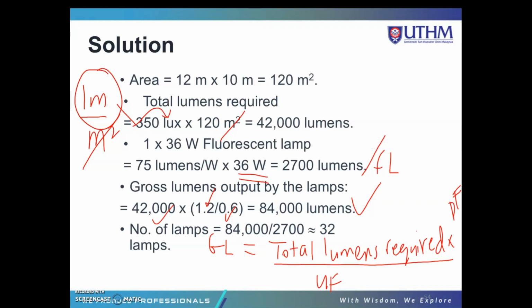So you have to calculate the number of lamps. The number of lamps is 84,000, which is the gross lumens, divided by one fluorescent lamp's lumens, which is 2,700 lumens. Then you get equivalent to 32 lamp units for the fluorescent lamp.